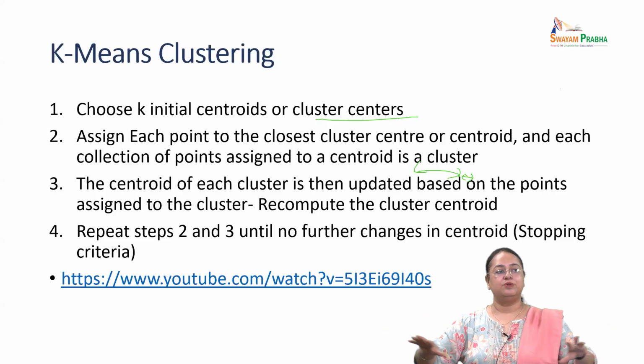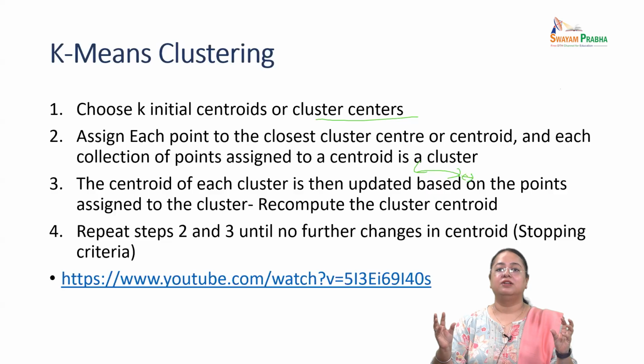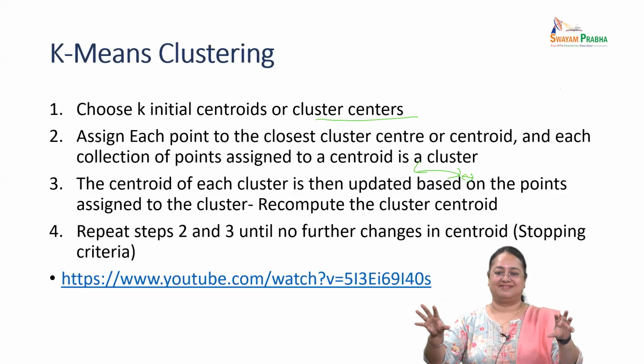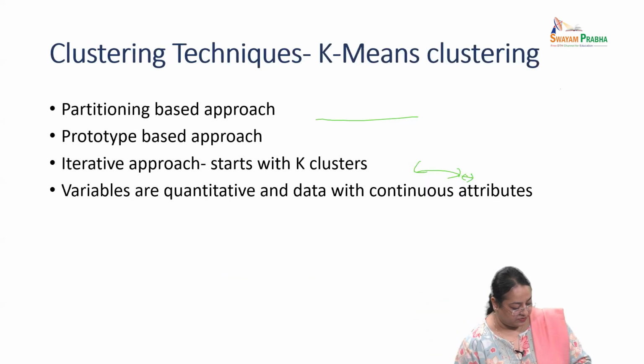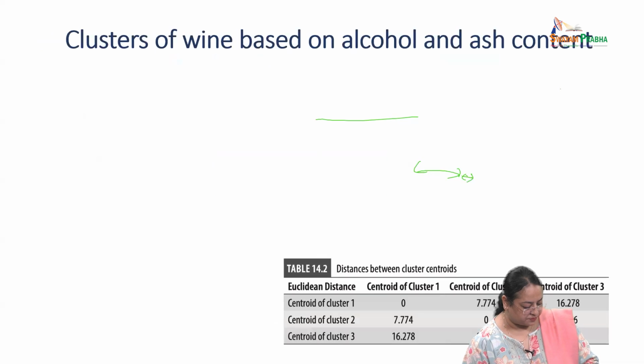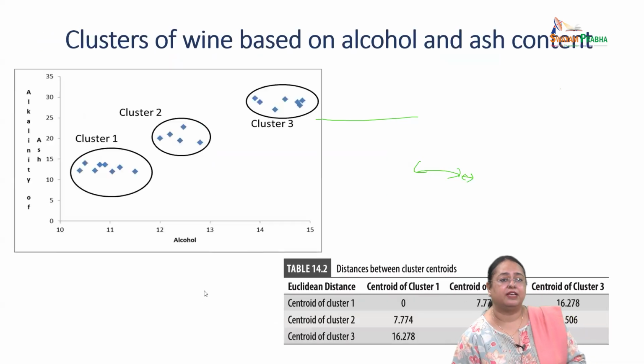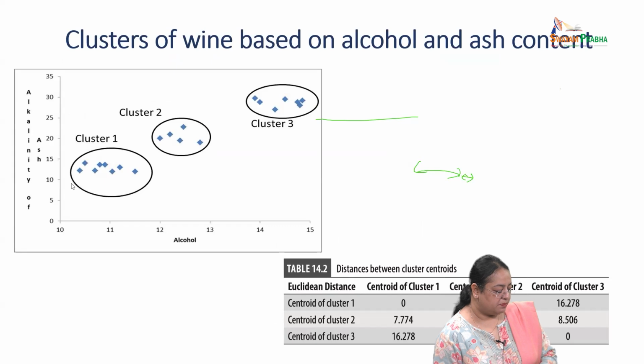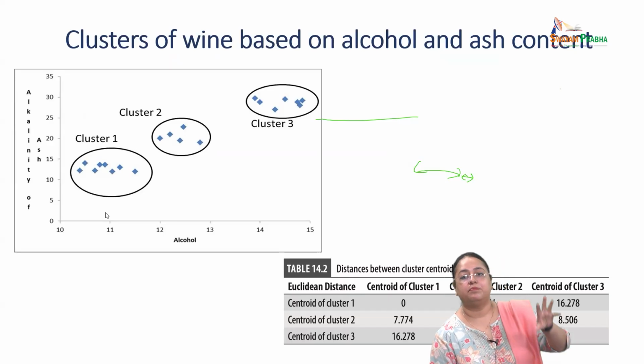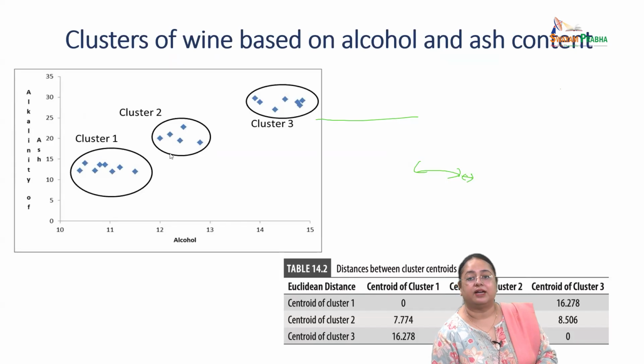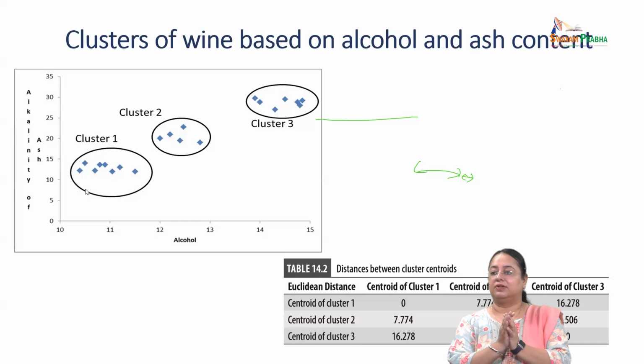Once you assign them, now find out the centroid of that whole region. What do I mean? Suppose this is the intermediate thing we have done. We selected this point as a starting point. Then find out the distance between this point and all other points, and we have found that. After doing that, now we have got the region.